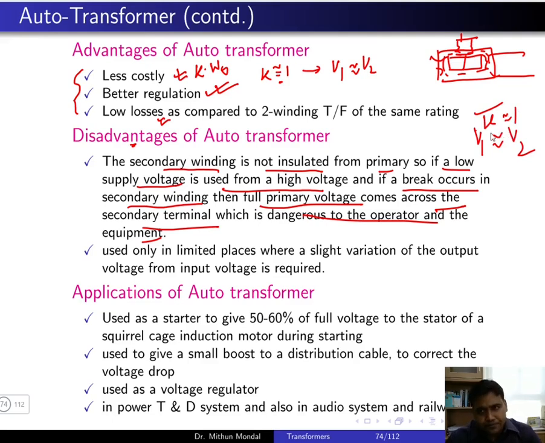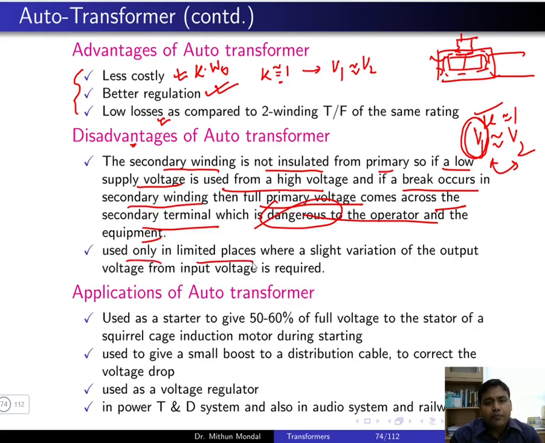What is happening? When you are giving a supply voltage from a high voltage source, and since the two windings of the transformer are not electrically isolated from each other, what will happen? Under an extreme condition or faulty condition, the entire voltage will be there in the secondary of the transformer, and that is very dangerous to the operator who is operating the equipment. This is the first disadvantage.